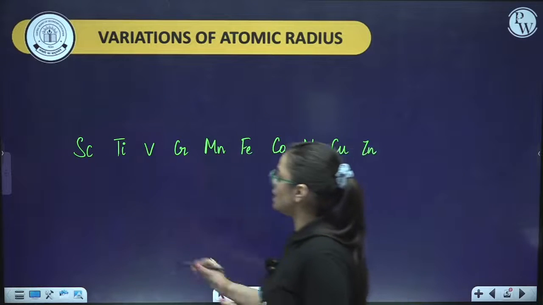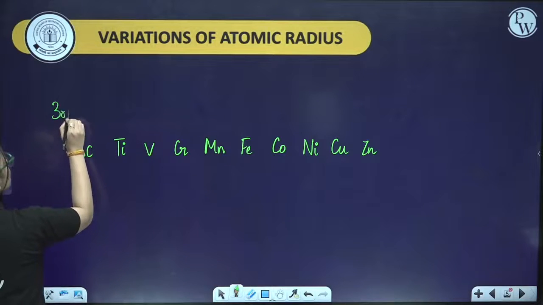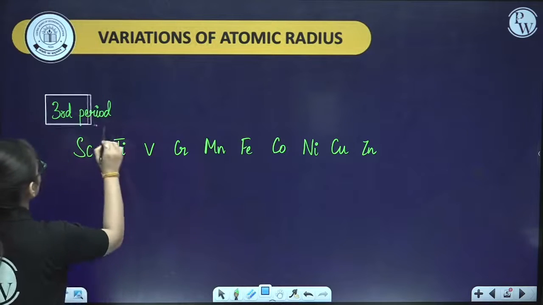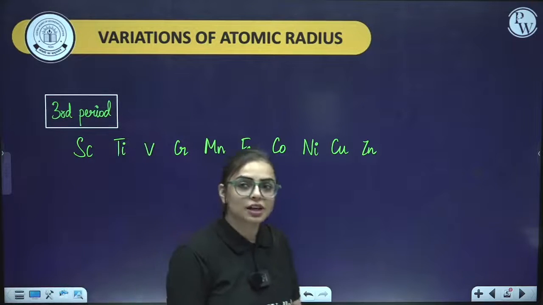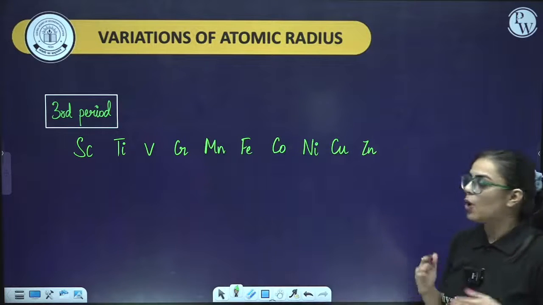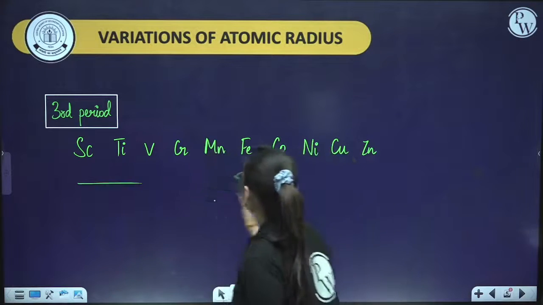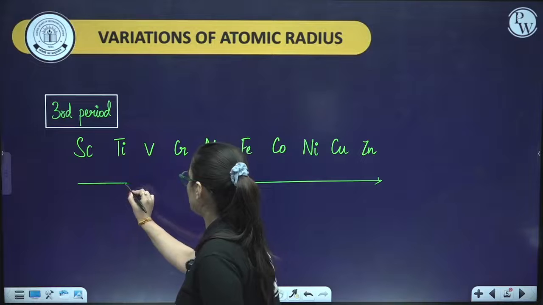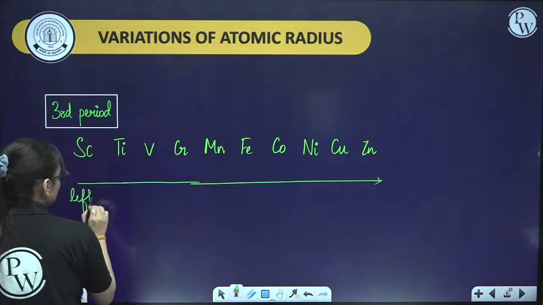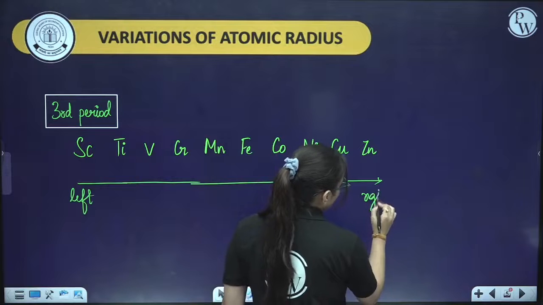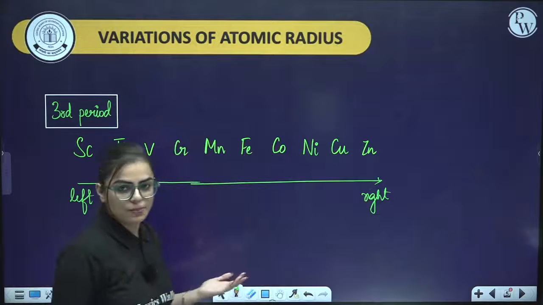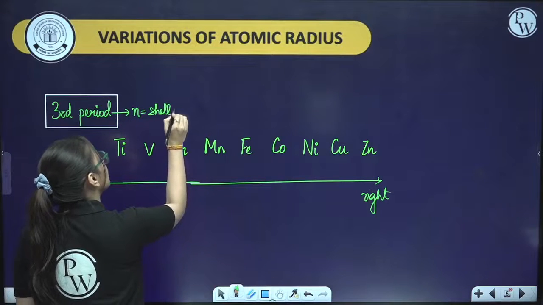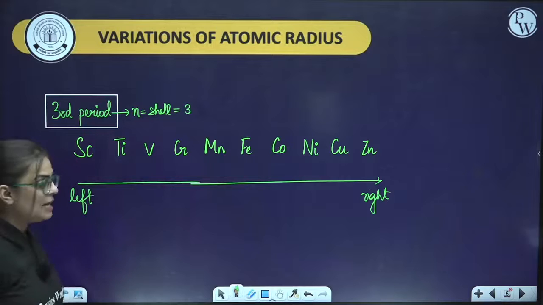Now, students, here comes the next part where I shall be discussing my third period in the periodic table. Students, what will happen if you are moving from left towards right direction? This is your left, this is your right hand side, right? This is third period. That means the shell value over here is third, 3, right? They have the same shell.